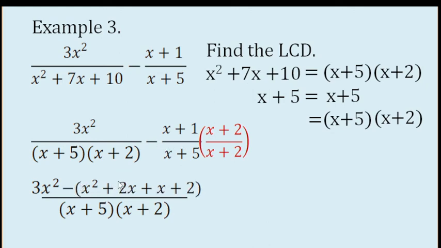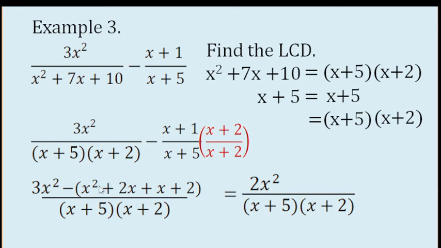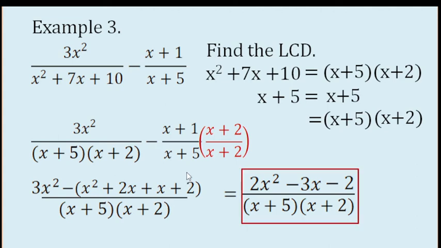Now we will simplify. 3x squared, okay, minus x squared, it's 2x squared. Then minus 2x plus x is minus 3x. Then minus positive 2 is minus 2. That's our answer.